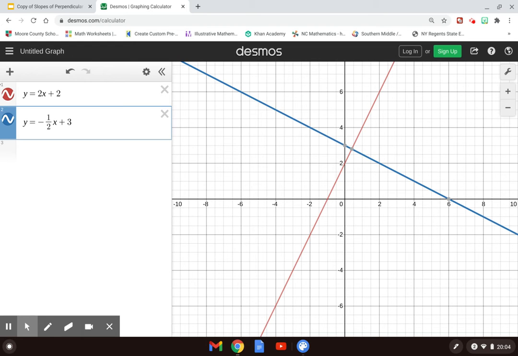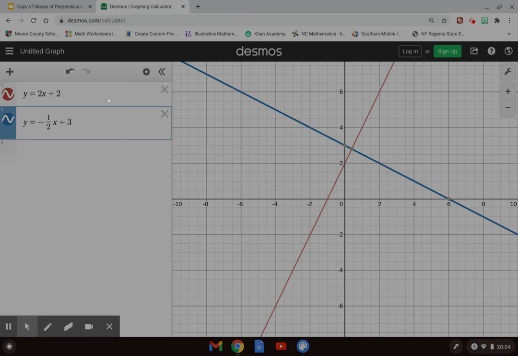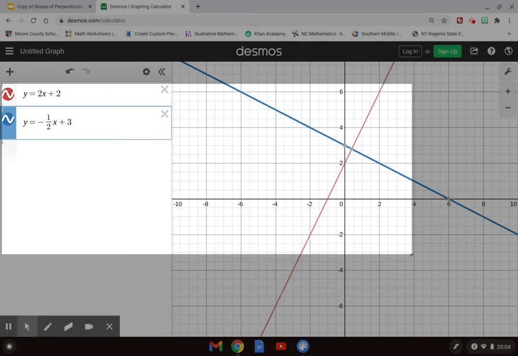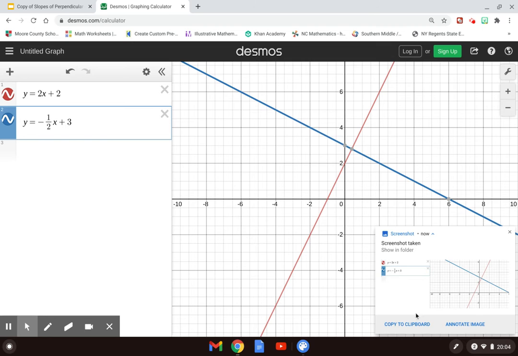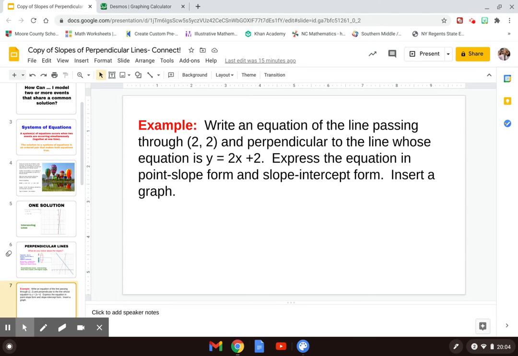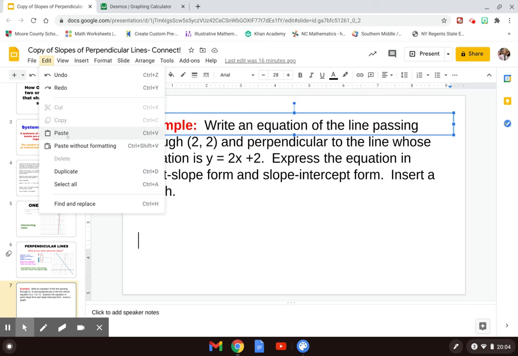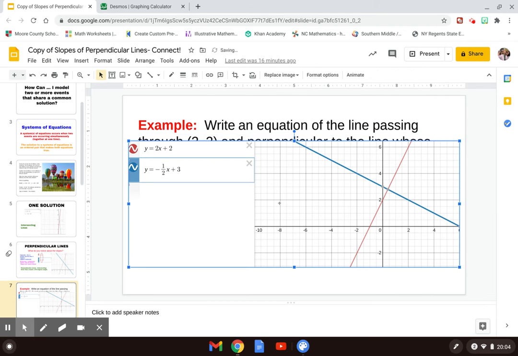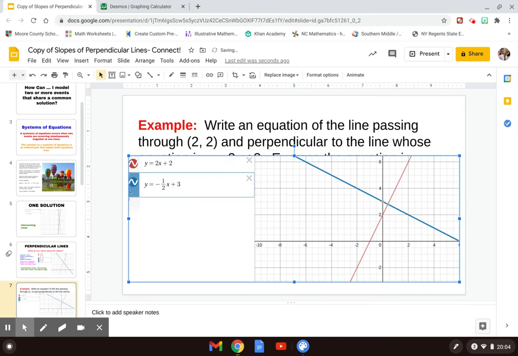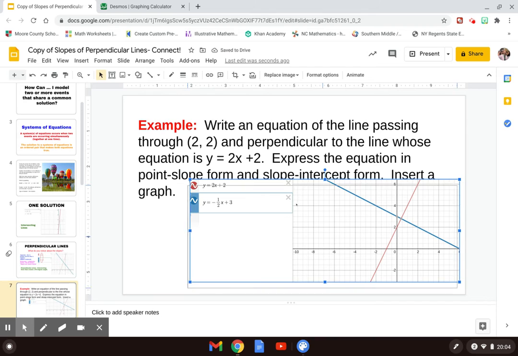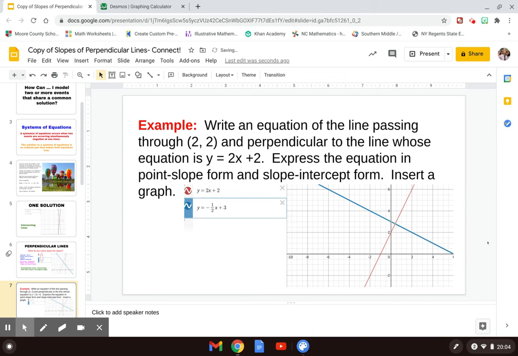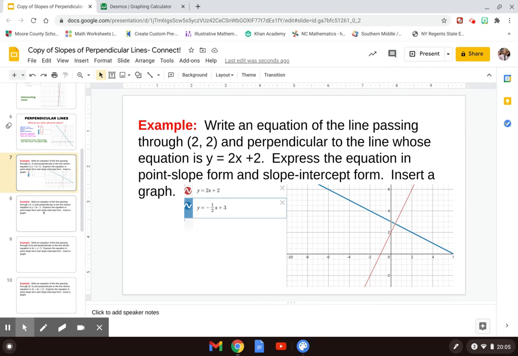All right, so we'll do the same thing that we did yesterday, we will screenshot and go ahead and put this on the slide. And this is our example. So here's example number 1. Okay, so that's what it looks like. So as you see, the slope is opposite, it's negative, and it's the reciprocal 1/2. All right, so let's go to the next one.